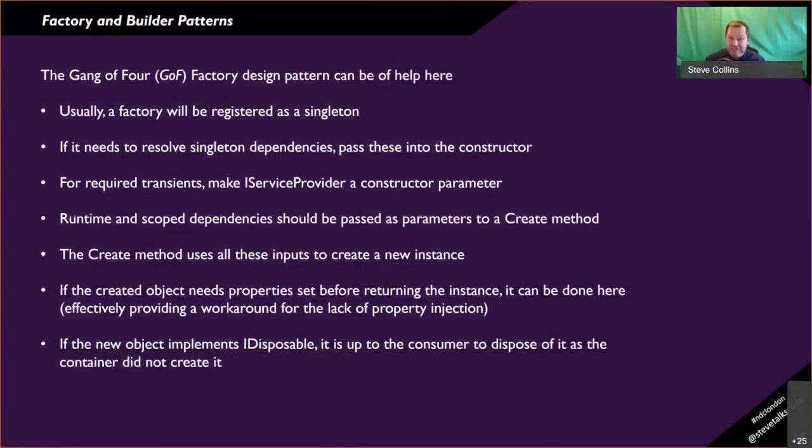So to summarise factories, usually you will register the factory as a singleton, as most of the time you want it to be stateless. The variations are the parameters in the create method. As it's a singleton, the only other dependencies that should be injected into it are other singletons. If you need transient or scoped dependencies, you could take the IServiceProvider itself as a constructor parameter, but proceed with caution. Direct use of the IServiceProvider is considered a version of the service locator antipattern.